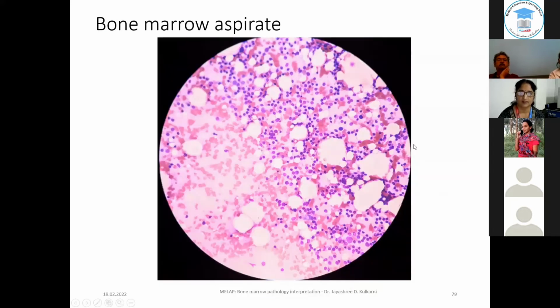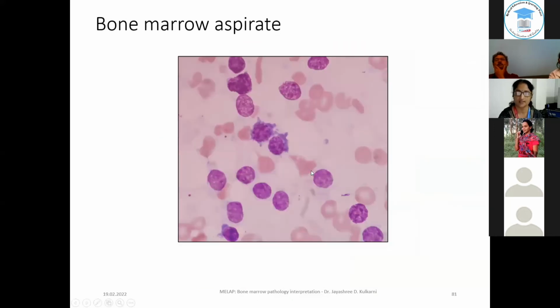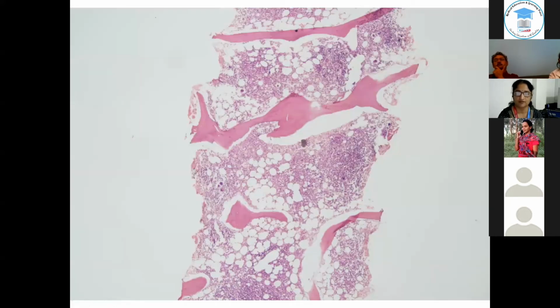So this is a bone marrow aspirate. Usually in hairy cell leukemia, you get a dry tap. However, in the aspirate also, these cells were seen, some of them really showing prominent hairy processes. So morphologically we thought of hairy cell leukemia.